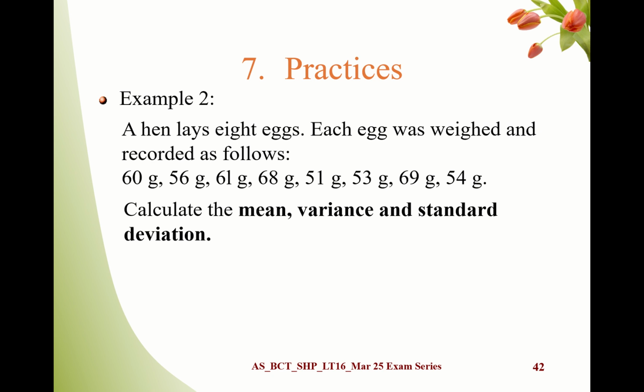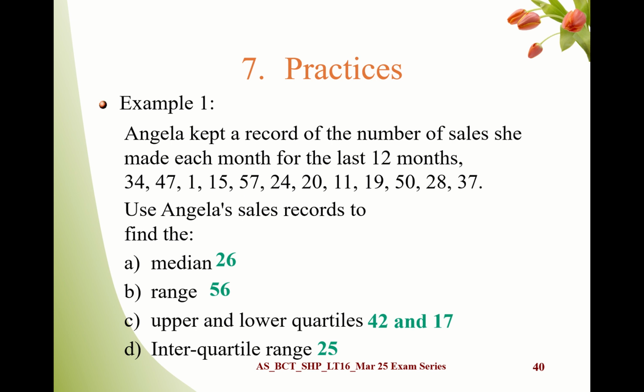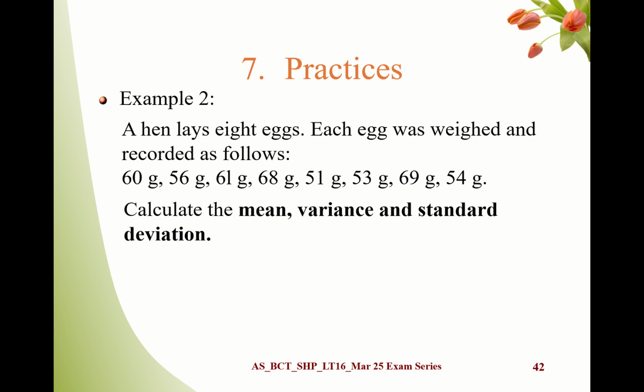Let's take a look at this. Calculate the mean, variance, and standard deviation. Please take note that this is not interquartile range or median. For interquartile range and median, you have to rearrange. This one, you don't have to rearrange. If you want to rearrange, also fine, no harm, but you don't have to waste your time. So the mean: no need to rearrange, just add and divide by the number of data, which is 8, right? So divide by 8. There should be 8 data here. You should get 59.